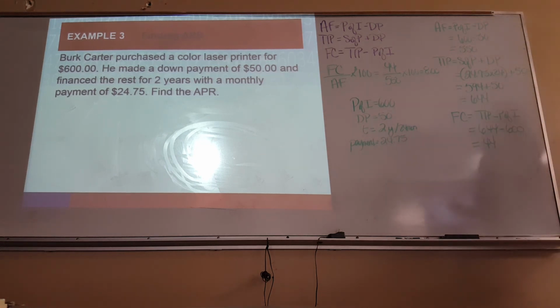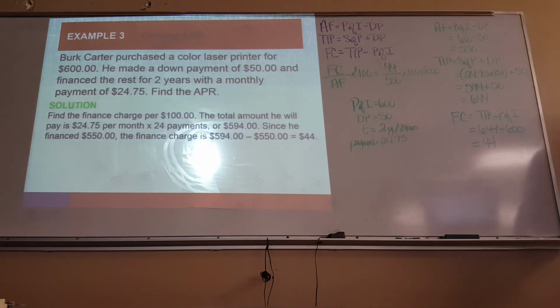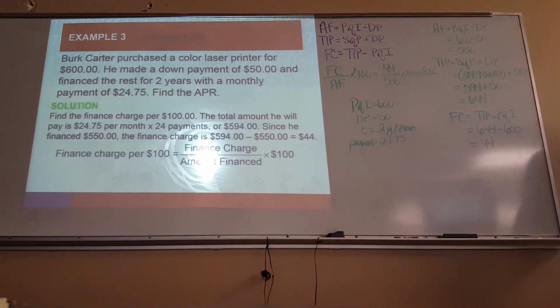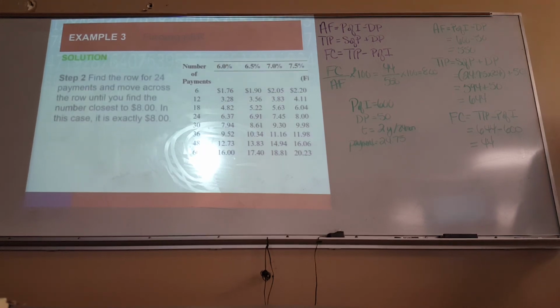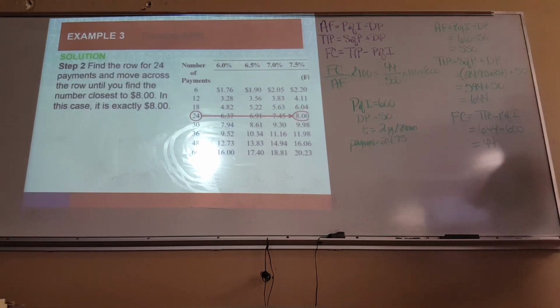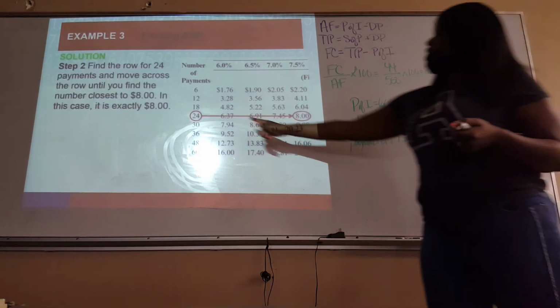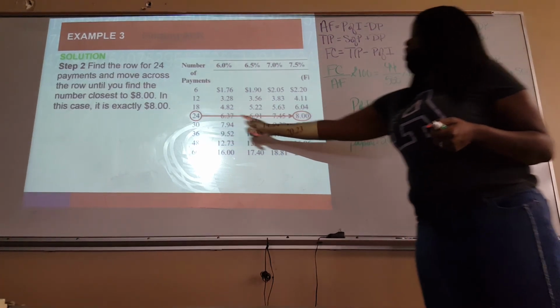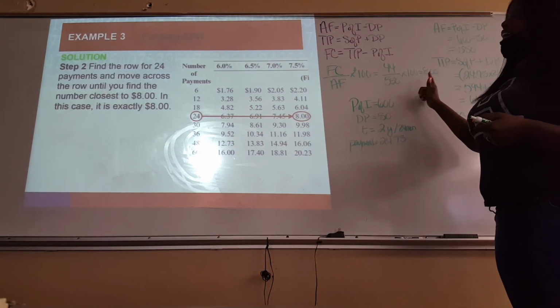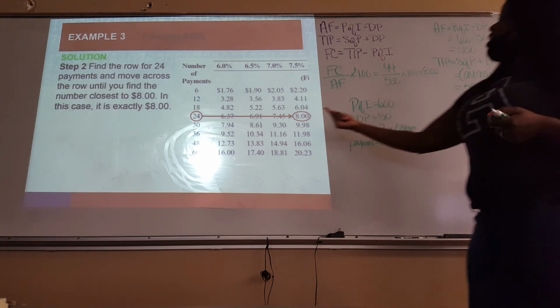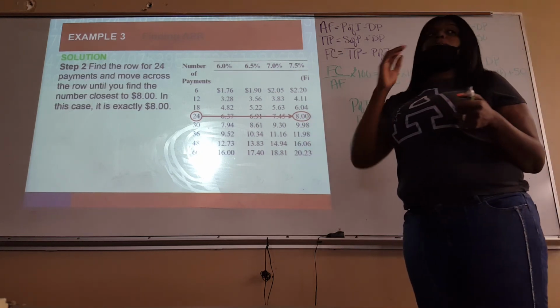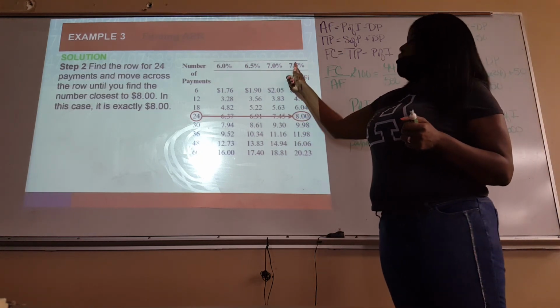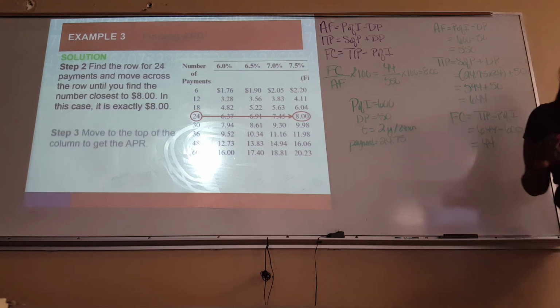So now that we have 8.00, we need to go to our annual percentage rate chart, and we find the number of months, which is 24 months, and we find the number that's closest or exactly 8, and they have 8 here, so our APR is going to be, go straight up, 7.5%.